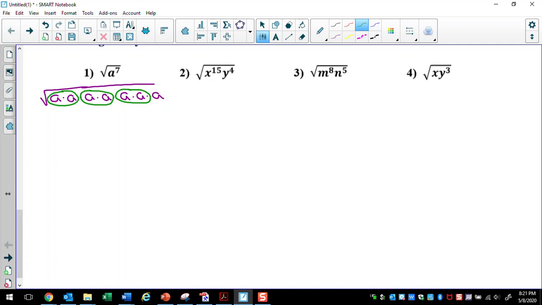So I can pull out every single one of those. I can pull out one A for each pair. So I have an A to represent the first pair, an A to represent the second pair, and an A to represent the third pair. And then I have one A left over. Now remember that pattern, if it's odd, we'll always end up with 1 left over. So now, A times A times A, well, I can simplify that, and I can just say A to the third.